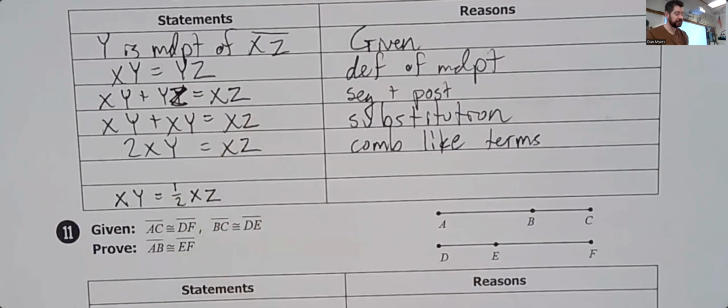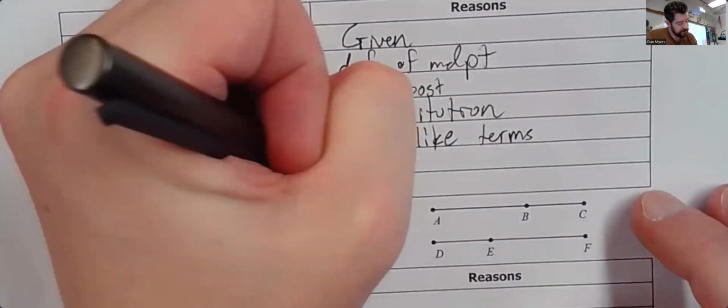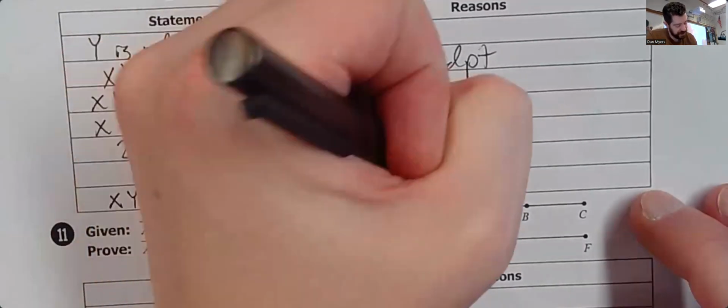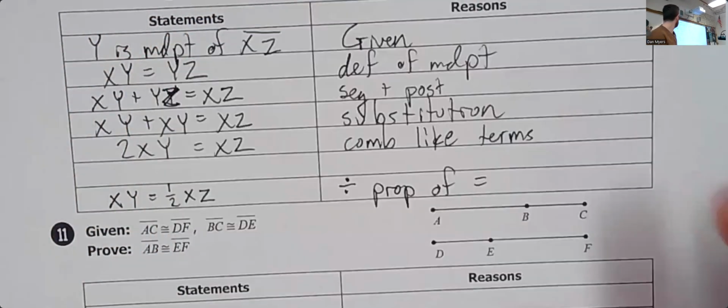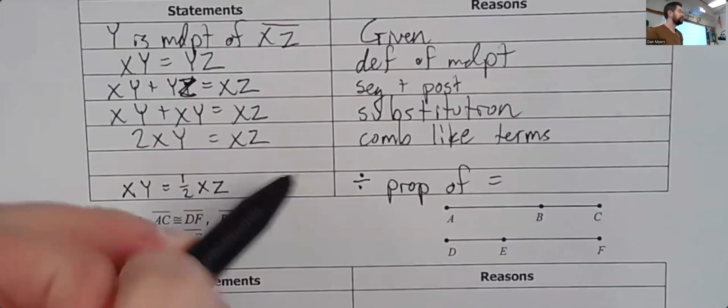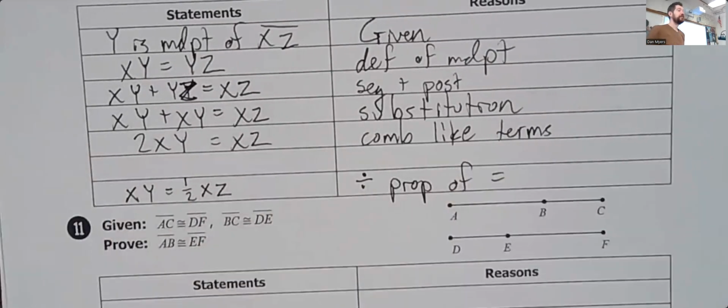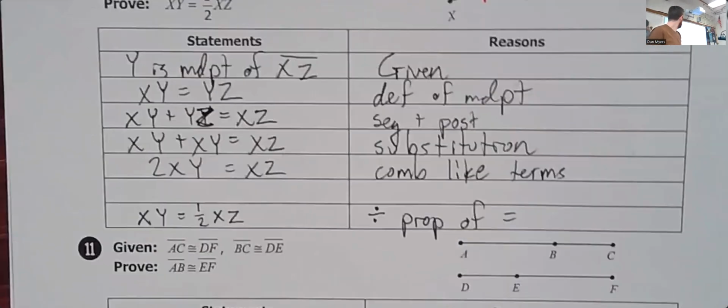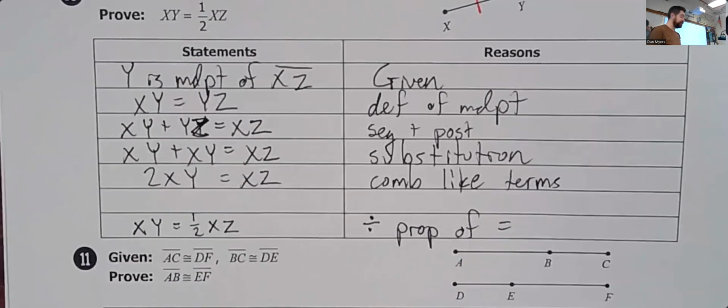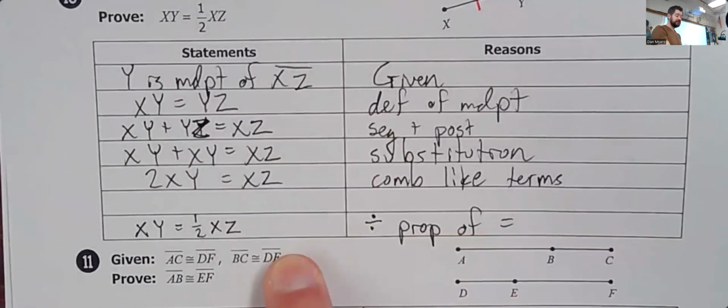Okay. So what did we use? The division property of equality. Good. That's it. We didn't actually need this line here. So if you want to erase this final line and then write it one up, that's fine. But we got from the beginning to the end, and we worked through it.